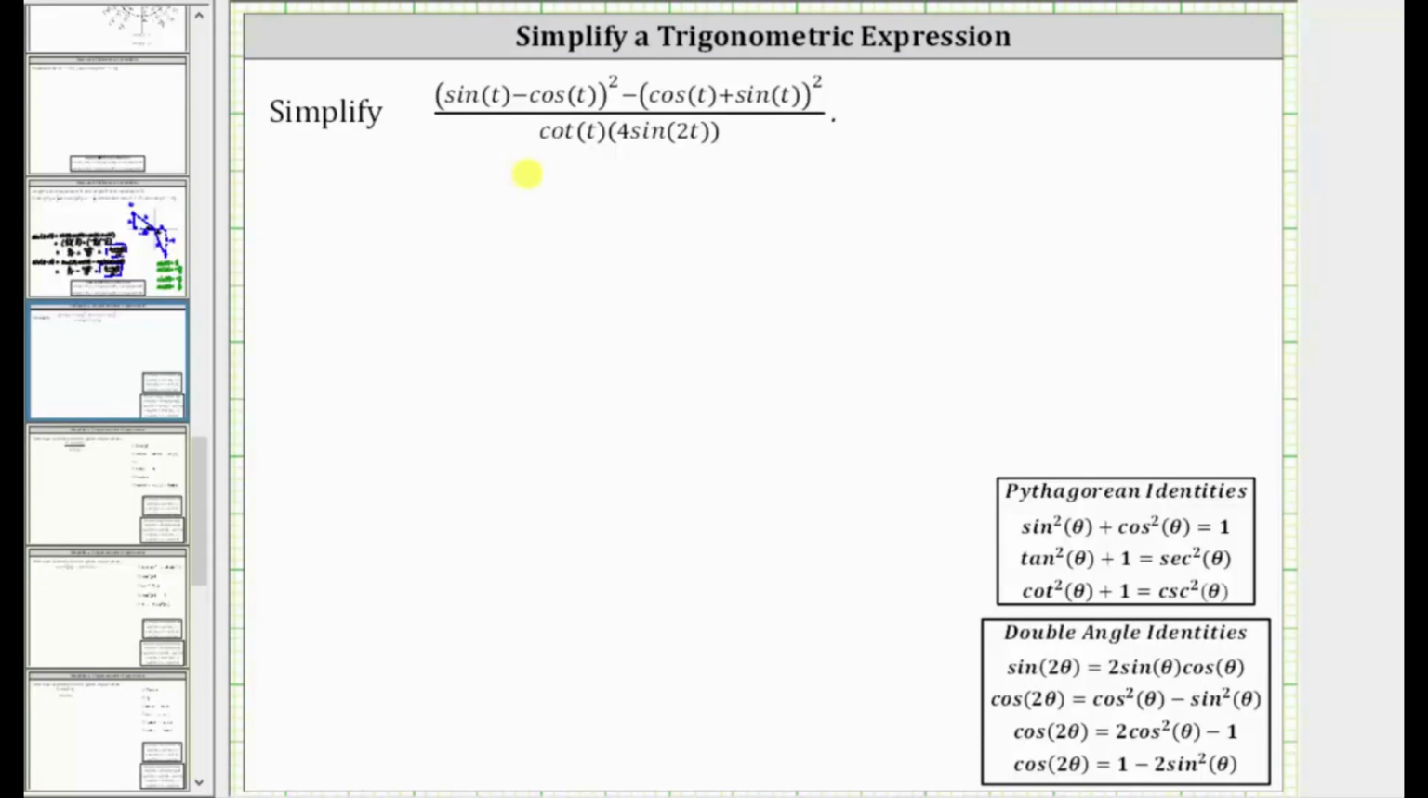We are asked to simplify the given trig expression. To simplify the expression, we will multiply out the numerator. In the denominator, we will convert cotangent t to sines and cosines, and then perform a substitution for sine 2t.